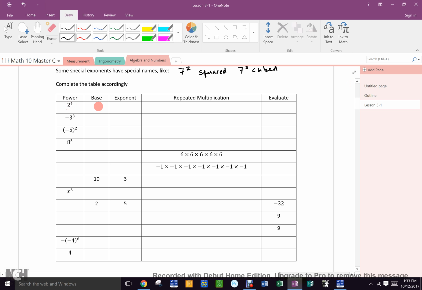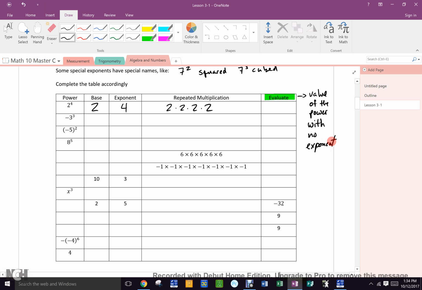Power, right there. What's the base? 2. What's the exponent? 4. What's that mean? 2 times 2 times 2 times 2. What does evaluate mean? It means the value of the power with no exponent.